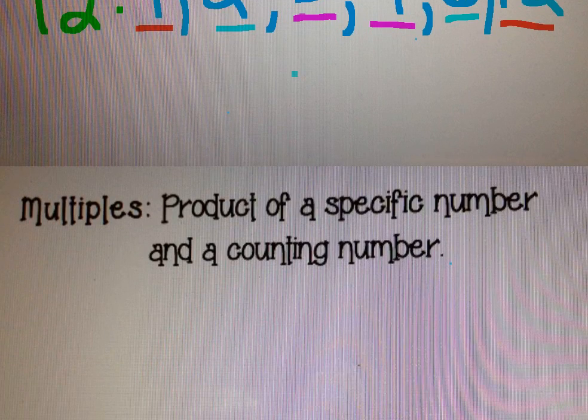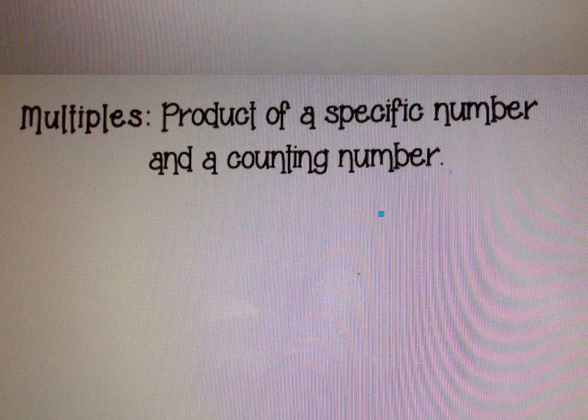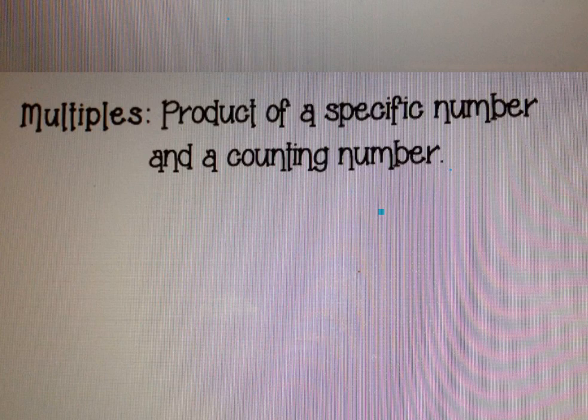So now we're going to move on to multiples. Multiples are the product of a specific number and a counting number. So what we mean by this is we're taking a specific number and multiplying it by basically any counting number. And it's important to note that multiples can be negative. So let's say we're trying to find the multiples of 2, keeping in mind that we can have negatives.